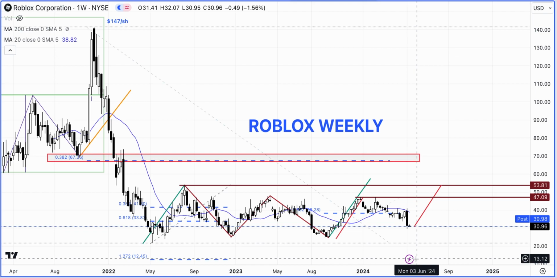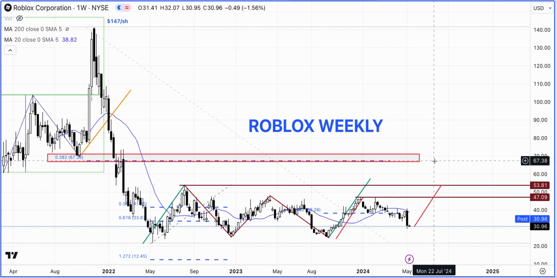In my opinion, it really needs to begin to close above the 47 and 54 level to be able to go and target the 38.2% retracement or $67 per share level.